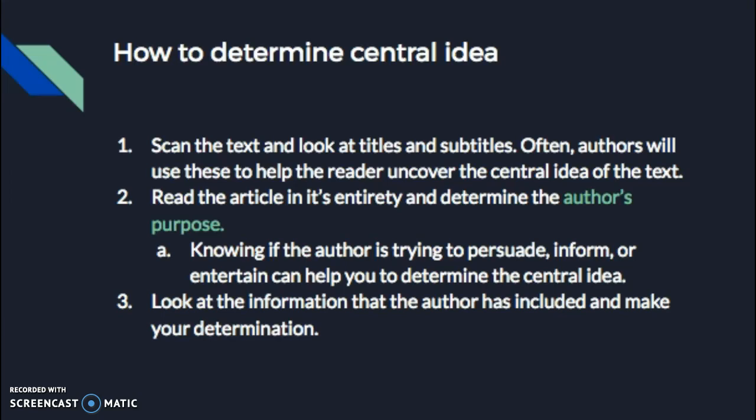Then you want to read the text in its entirety, and you want to determine the author's purpose. So remember, author's purpose, we have an acronym that we use for author's purpose. It's PIE: persuade, inform, or entertain. And knowing if an author is trying to persuade you or just inform you about something or entertain you can help you figure out what their main takeaway message is or their central idea is. And then finally, you want to look at the information that the author has included and make your determination of the central idea. And you'll do that by looking at some of the details they've included in the text, and that will help you determine what the central idea is.